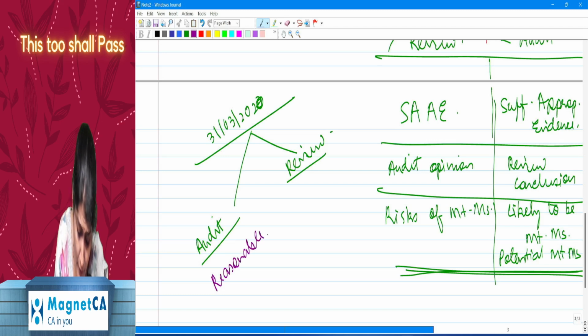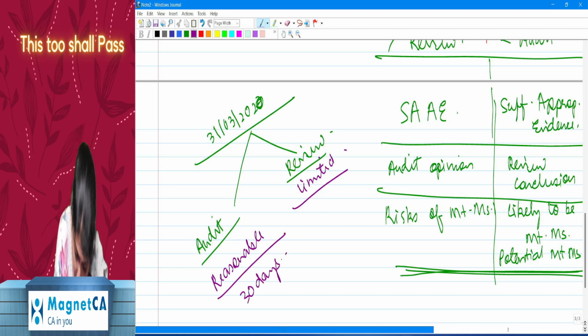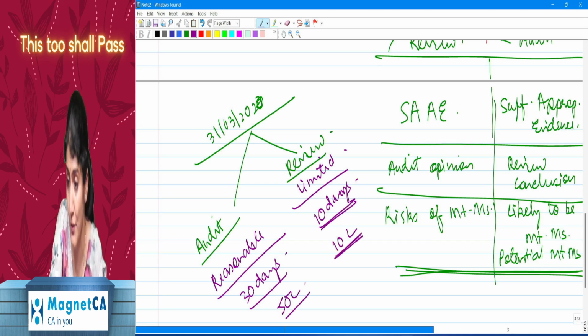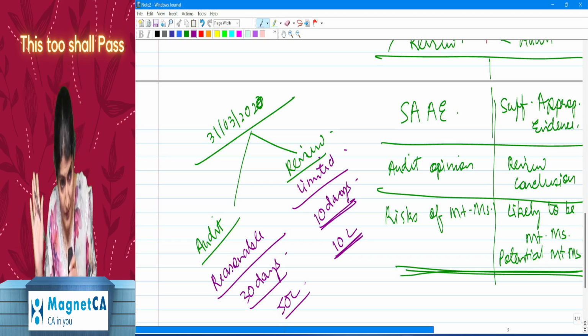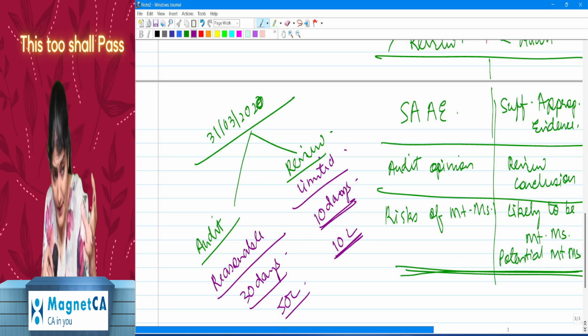If I do a review, I will be able to give you only limited assurance. If you want me to do an audit, I will take 30 days. If you want me to do a review, I will finish it in 10 days. Audit fee is going to be 50 lakh. Review fee is going to be 10 lakh. You tell me what you want to get done. You understand? Yes, audit and review.